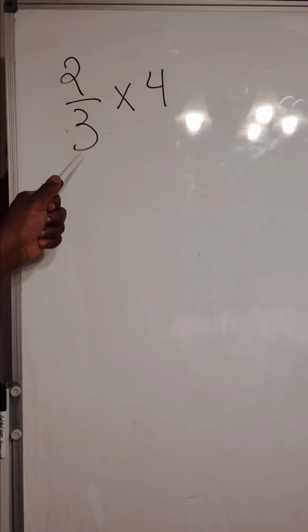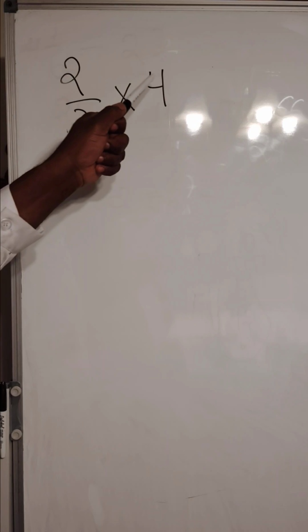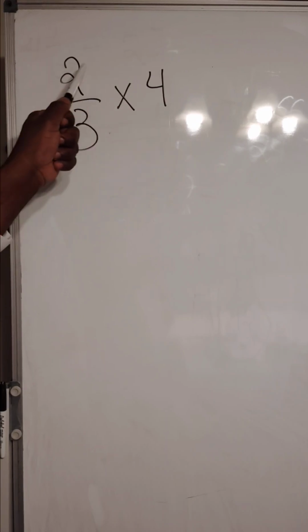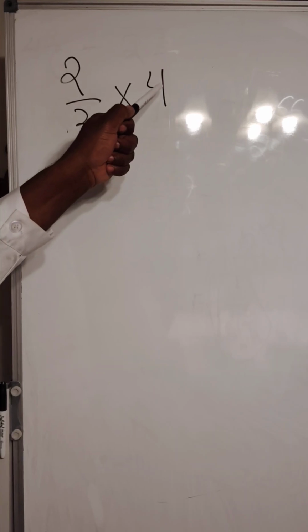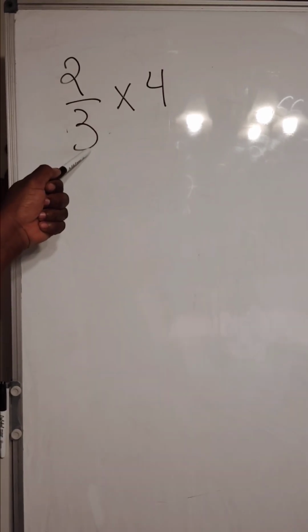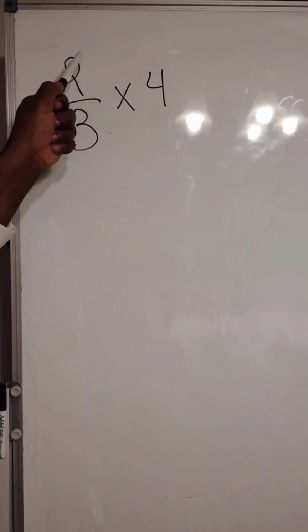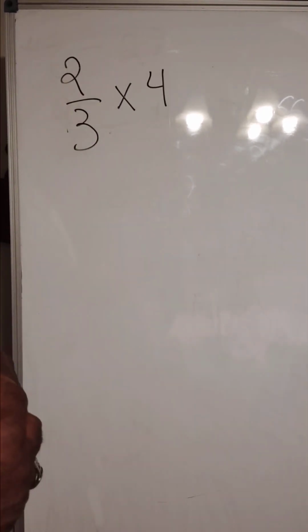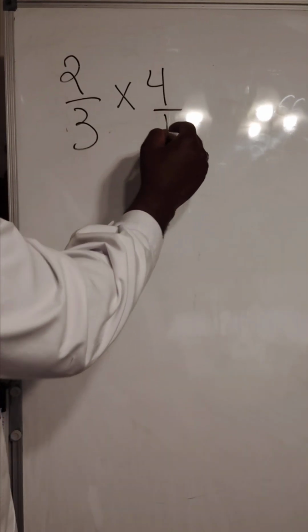Anytime you have a fraction and you multiply by a whole number, you can only multiply that whole number by the numerator. Do not multiply 4 by 3. You only will do 4 times 2. That will give you 8. To avoid any confusion, make 4 as a fraction.